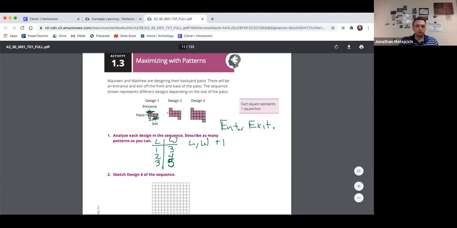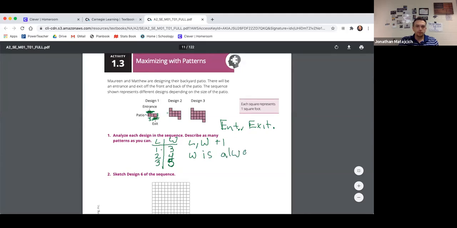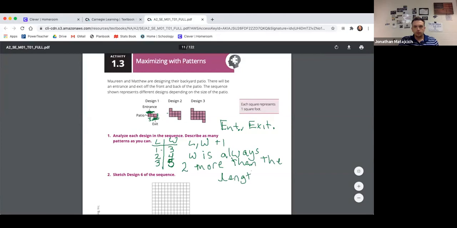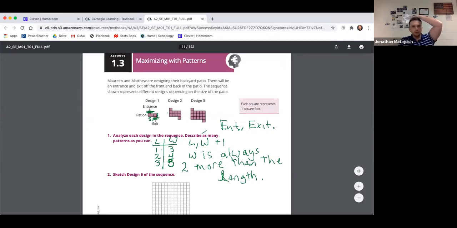Another pattern maybe is the width, right? Do you guys kind of see what's going on between the length and the width? We know they're each increasing by 1, but the width is always 2 more than the length. Atrocious handwriting, apologize. So anyhow, I think we have enough to go with. Those are a pretty good amount of patterns.